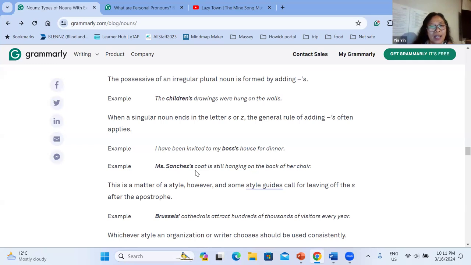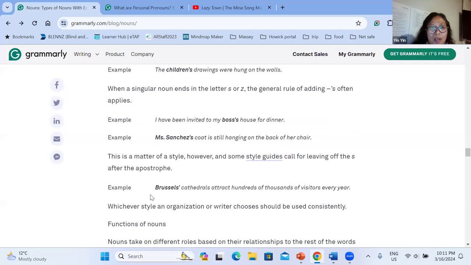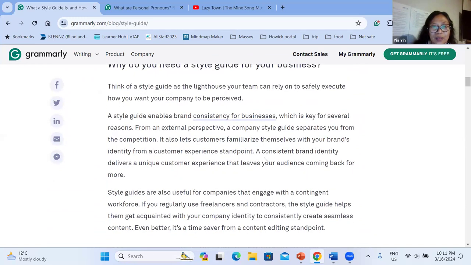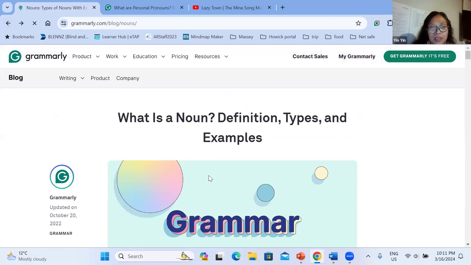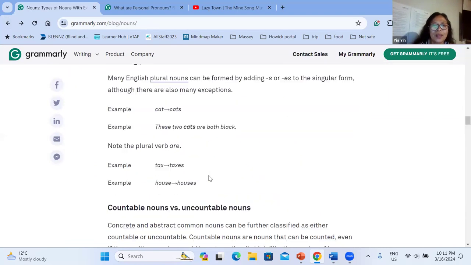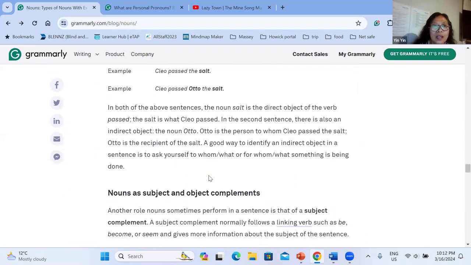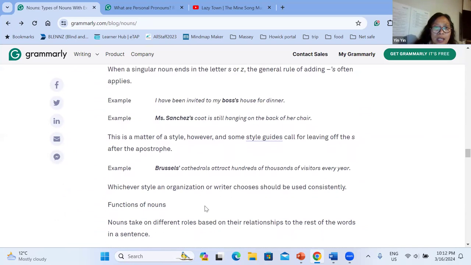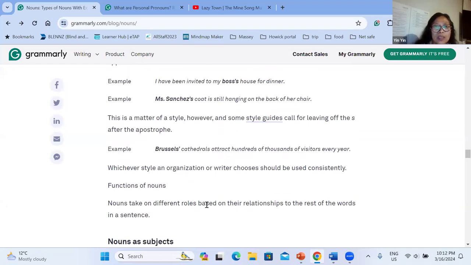There is a matter of style, however, and some style guides call for leaving off the S after the apostrophe. For example, Brussels' Cathedral attracts hundreds of thousands of visitors every year. What is the style guide? Whichever style an organization or writer chooses should be used consistently.